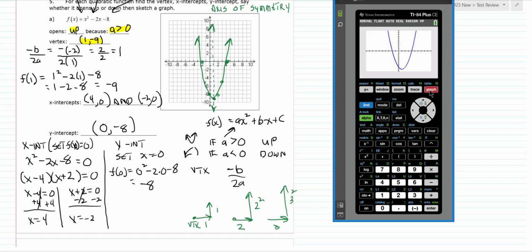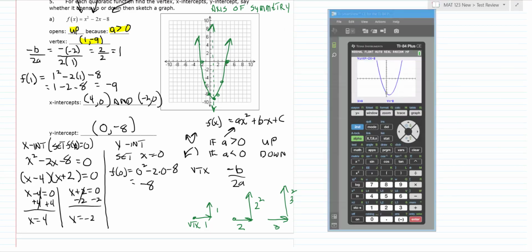Another thing you can do is this. You can trace at these values. So if I traced at 4, okay, you can tell that's an x-intercept. If you trace at -2, you can tell that's also an x-intercept. And if you trace at 0, that gives you your y-intercept of -8. So they're all 100% traceable and verifiable on a graphing calculator.